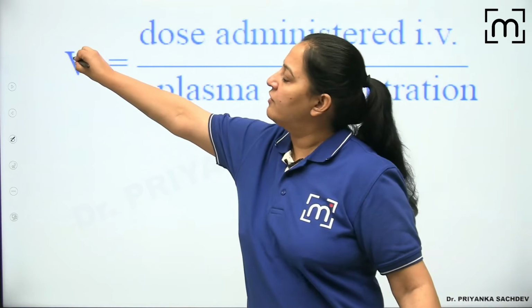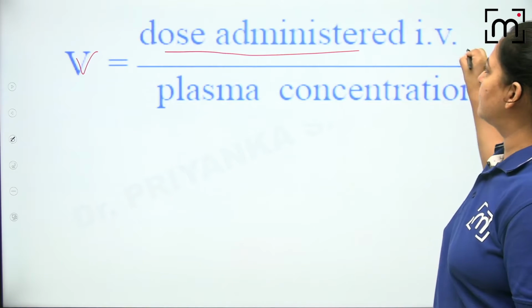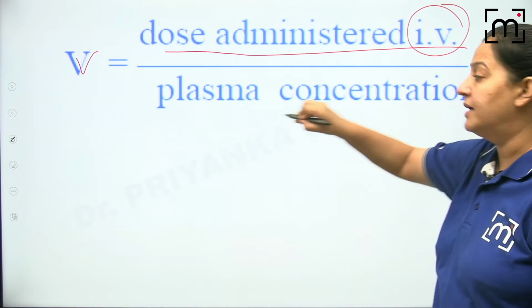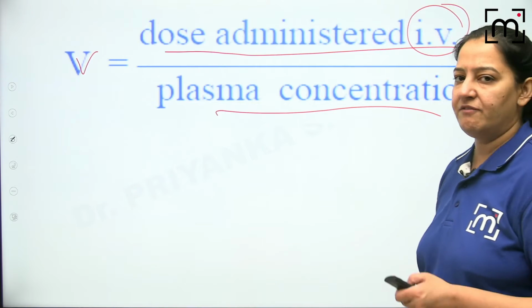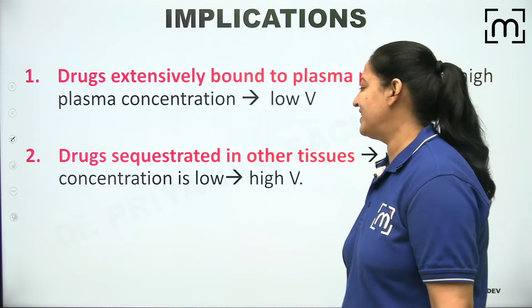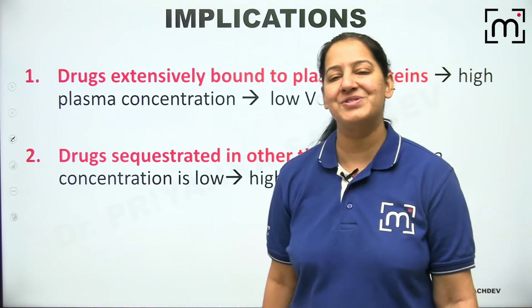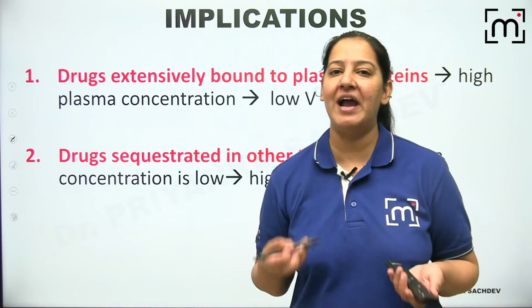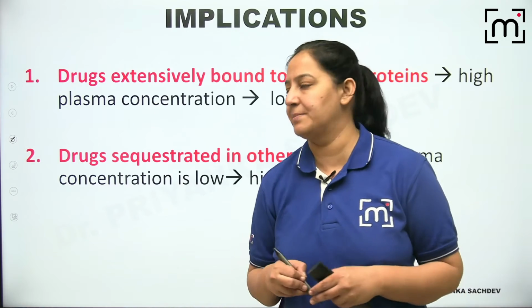Again, I'm repeating. The volume of distribution is equal to dose of the drug given IV, IV is important, upon plasma concentration. The answer will be in liters or milliliters. Now, coming to the question, ma'am, why is it important for us to know the volume of distribution as a doctor while prescribing a drug to our patient? Why is it important? Okay.